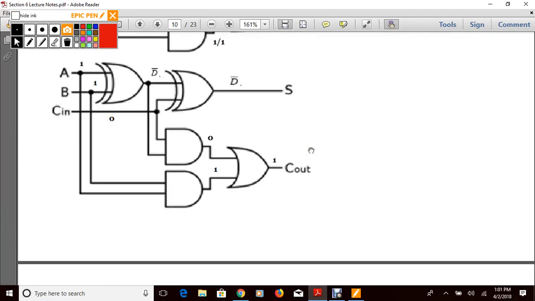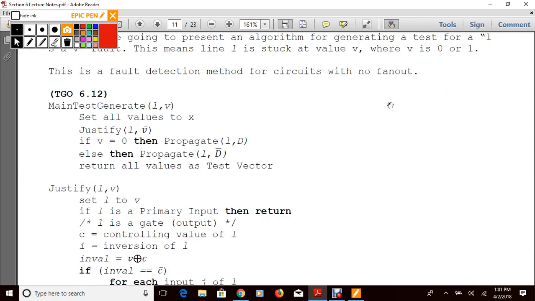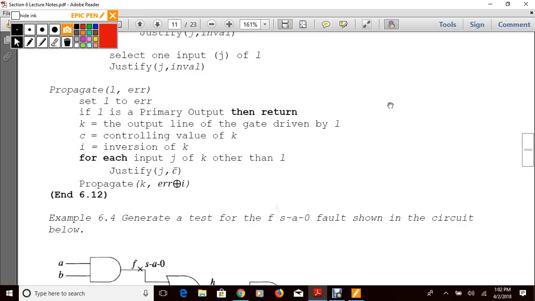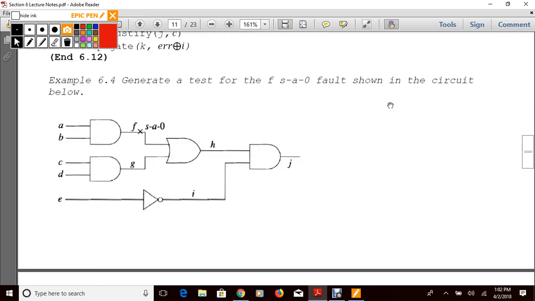Okay, so what I'm going to do is go back over the D algorithm, because the thing with the D algorithm, especially when it comes to main test generation, is justify and propagate with this.